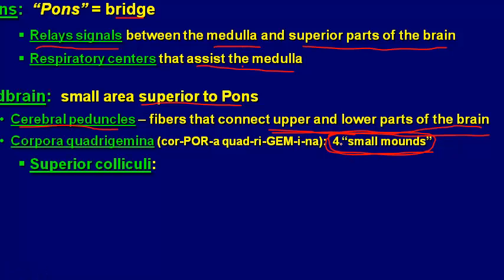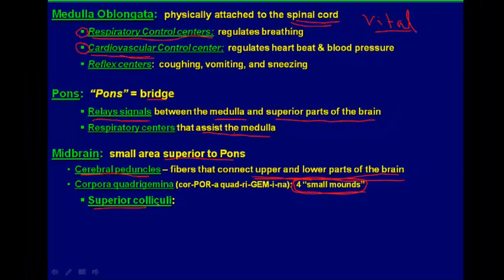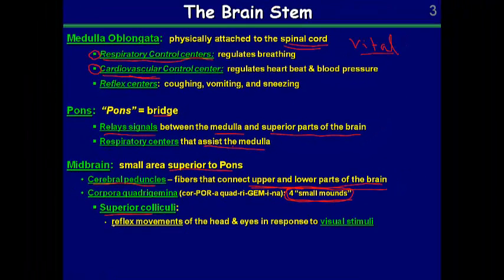There are 4 total, so there are 2 superior colliculi and 2 inferior colliculi. So 2 and 2 is 4. What we're going to look at are the superior mounds, called superior colliculi. What they do is they control reflex movements of your head and eyes in response to a visual stimulus.